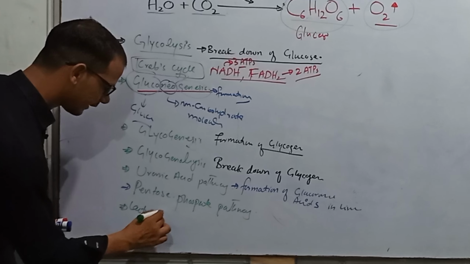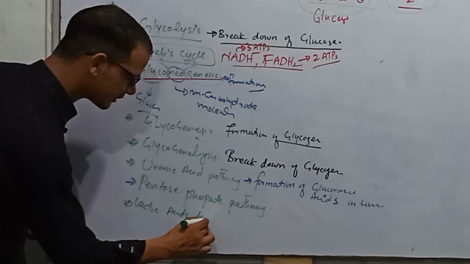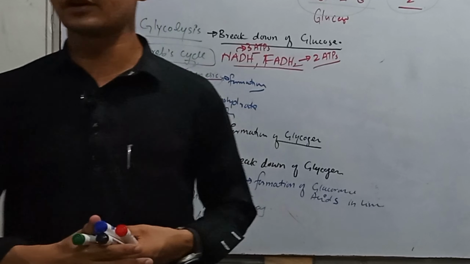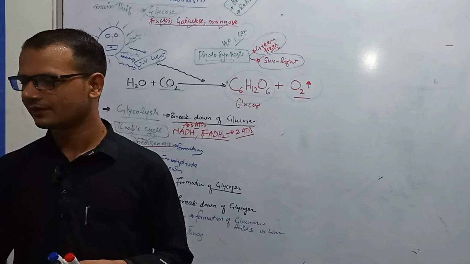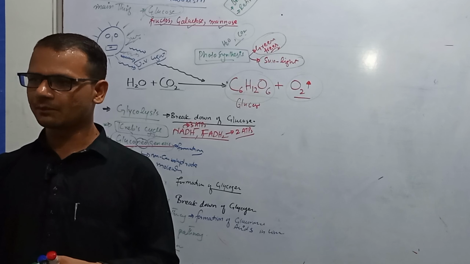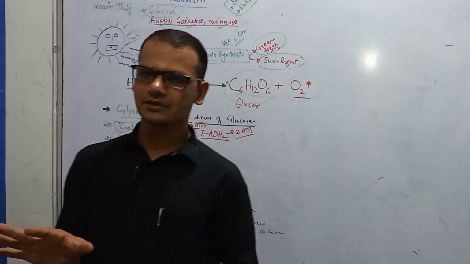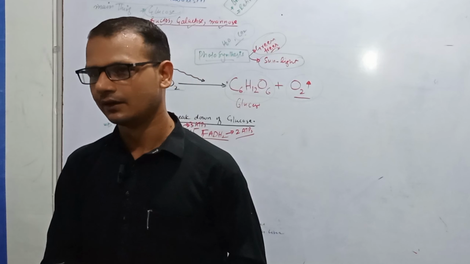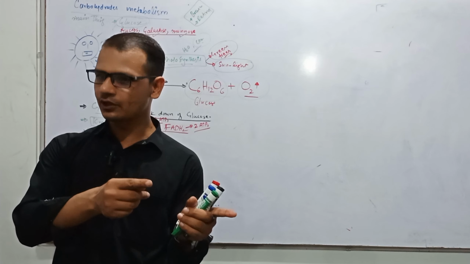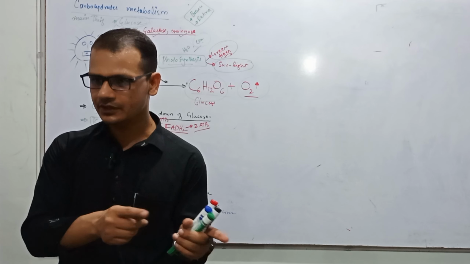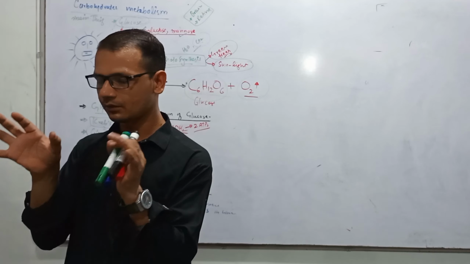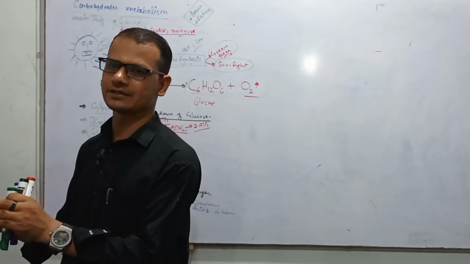Lactic acid formation. This is the reaction which takes place in erythrocytes for energy production, right? And when the lactic acid amount increases in blood, what will happen? The body will go for lactic acidosis. The pH of the blood will decrease due to the high amount of lactic acid, right?